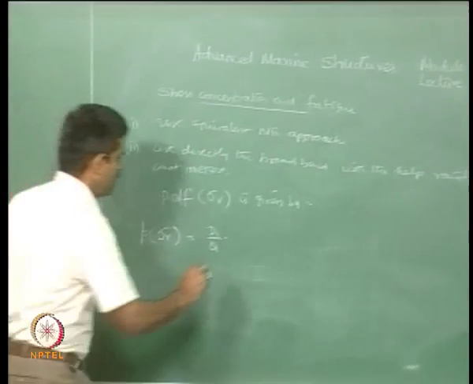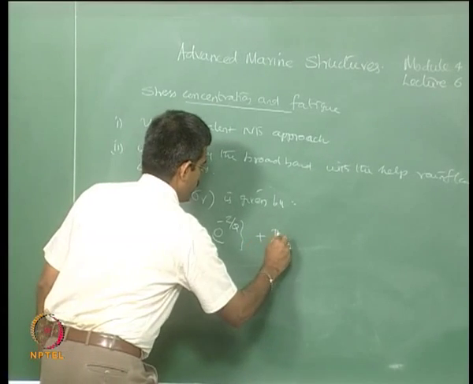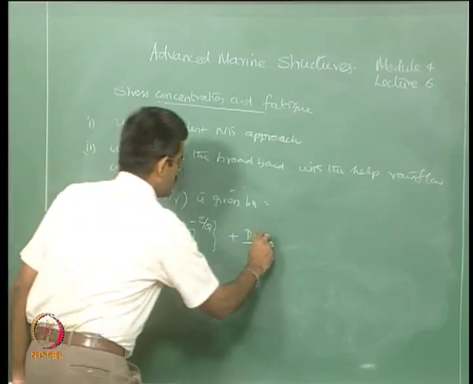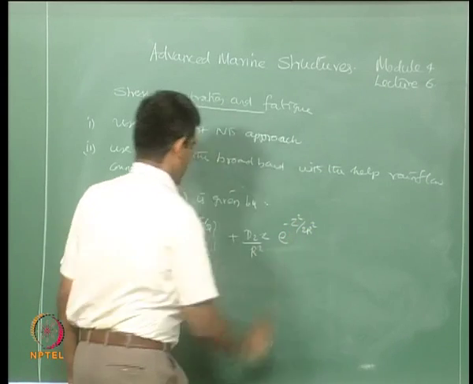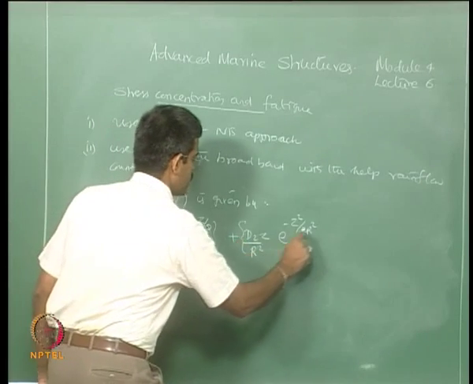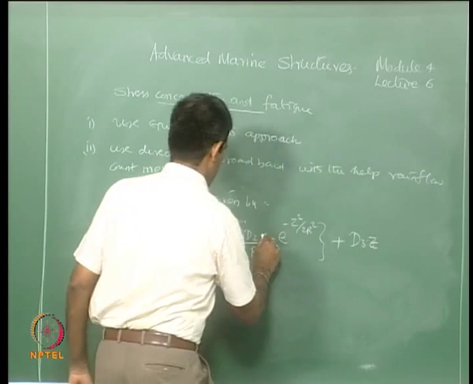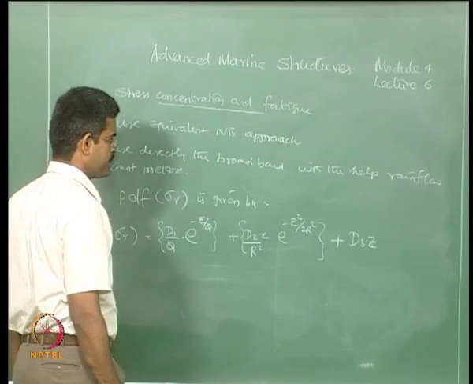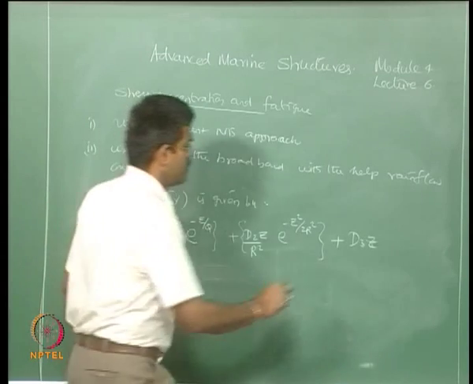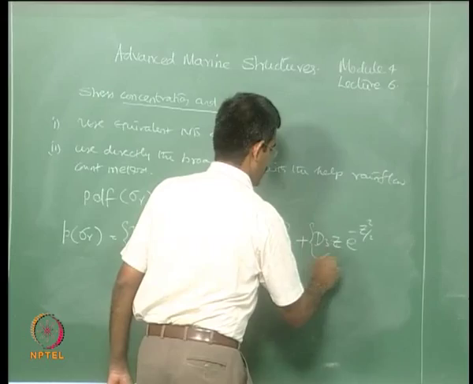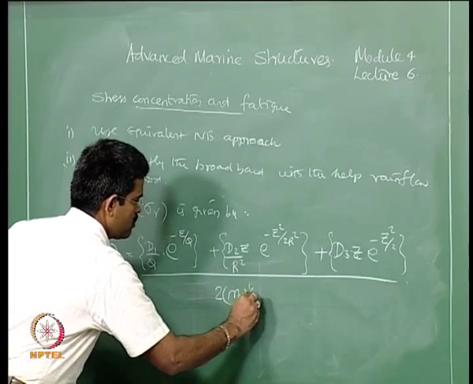d1 by q e to the power of minus z by q, plus d2 z by r square e to the power of minus z square by 2 r square, plus d3 z e to the power of minus z square by 2 m naught root.